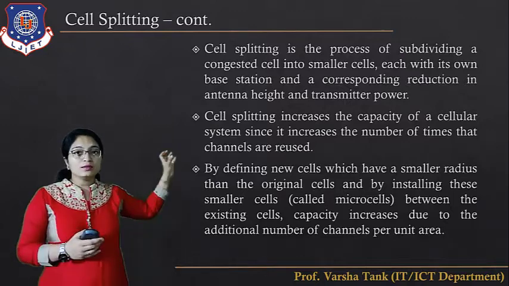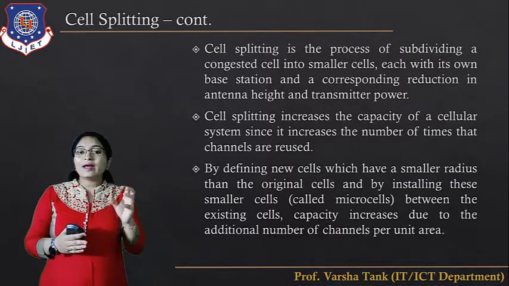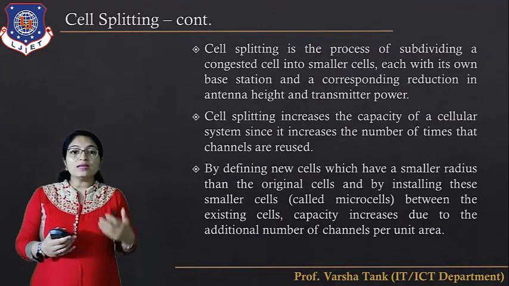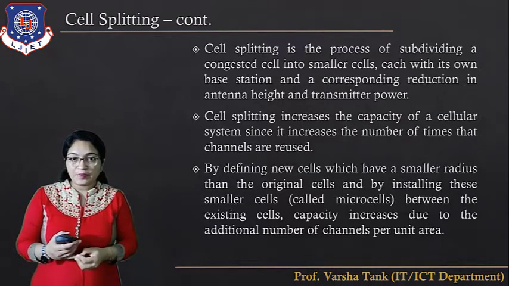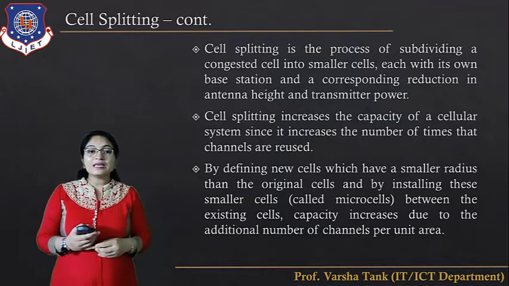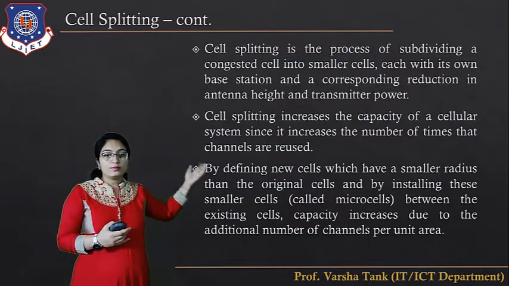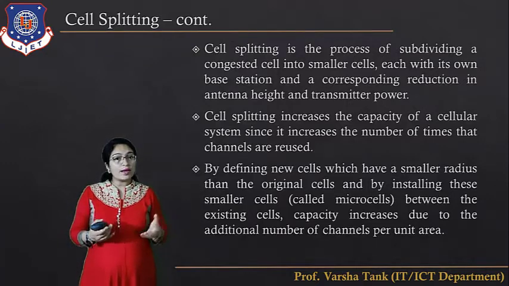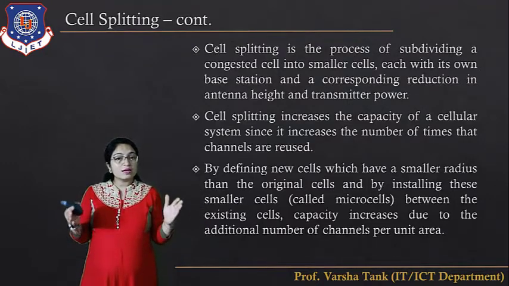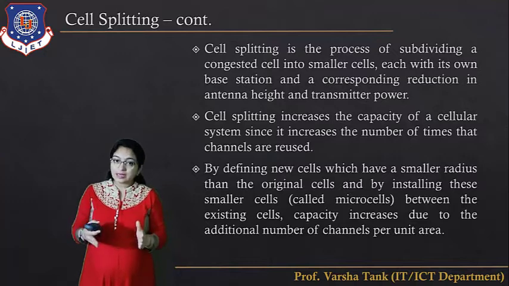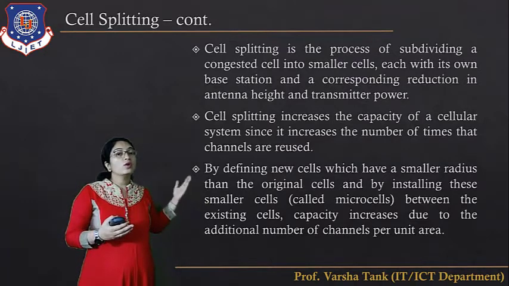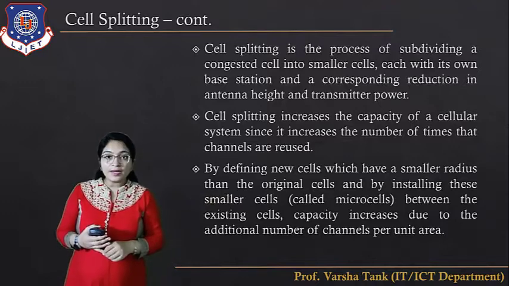So the basic idea here is that we are dividing the cell into small cells, so we don't require a high antenna. A smaller height antenna will also be used in these small split cells. Why? Because the area covered by that particular cell is less, so we require less transmission power, and you can reduce the antenna height.